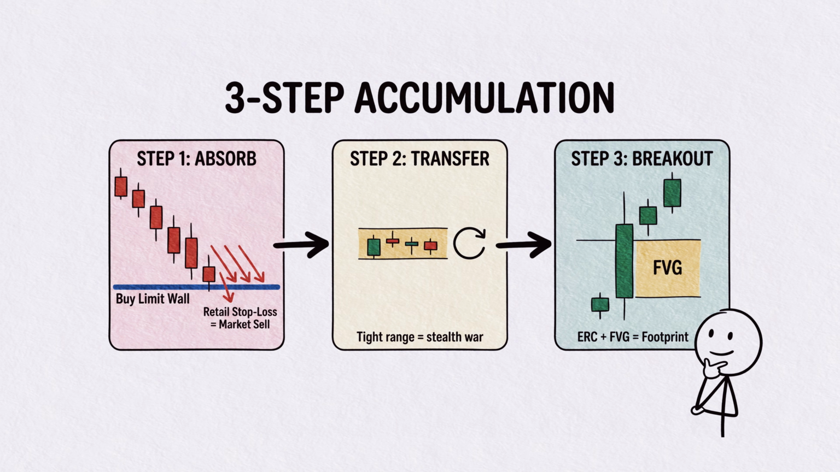Step 2, risk transfer. On the chart, what do you see? Price oscillating in an extremely tight range, small body candles, looks indecisive. But in reality, this is a stealth war. Every time the order wall is eroded, the iceberg algorithm automatically reloads. Institutions are quietly transferring risk from retail into their own inventory.